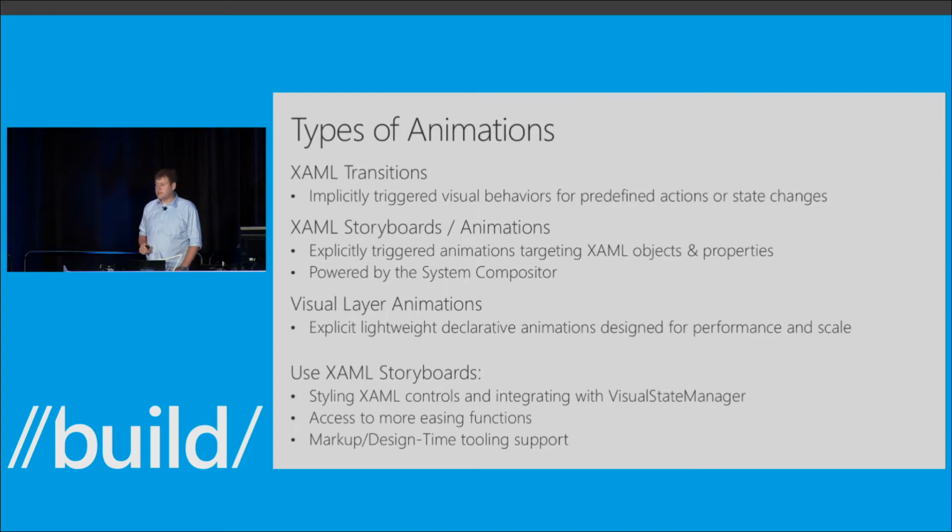So the first place is if you're trying to style a XAML control, or you need to integrate with the Visual State Manager, you're going to want to keep using XAML storyboards. Another place is if the motion that you're trying to define is fairly simple, you probably want to start with XAML storyboards, as there's a set of stock easing functions that will help you to get the ball rolling faster. And then last, if you want to define your animations in markup, or you want to use the design time tooling support, XAML storyboards will be the way to go. Now, these are all areas that we're hoping to improve in the future, but at least for the near term, this will be a good way to get started.